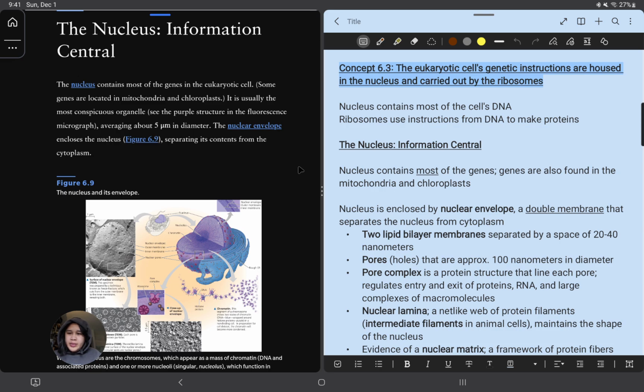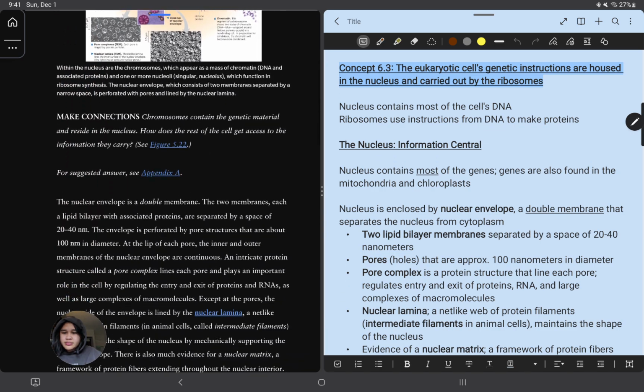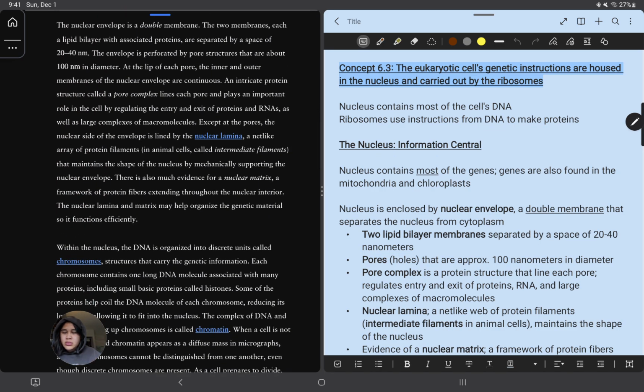The nuclear envelope encloses the nucleus, separating its contents from the cytoplasm. The nuclear envelope is a double membrane, so two membranes. The two membranes, each a lipid bilayer with associated proteins, are separated by a space of about 20 to 40 nanometers. The envelope is perforated by pore structures that are about 100 nanometers in diameter. At the lip of each pore, the inner and outer membranes of the nuclear envelope are continuous.